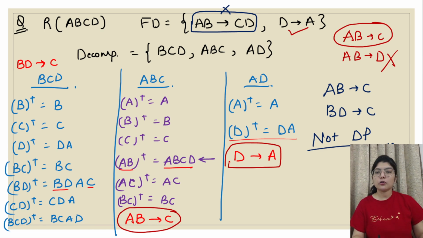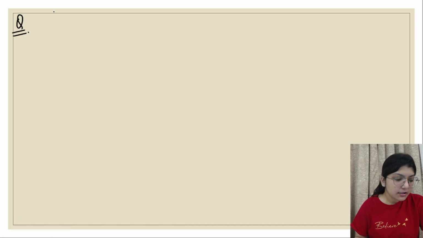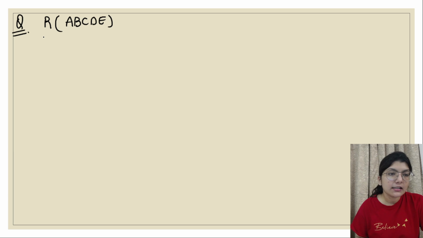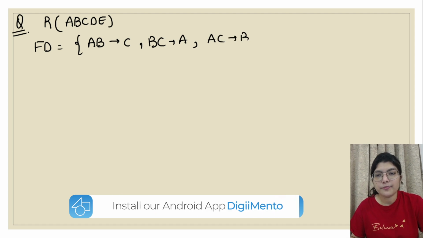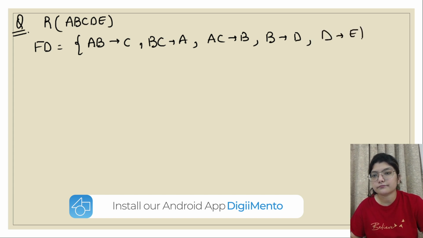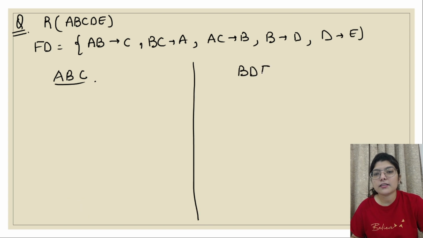So next, let us try one more question. Okay, so I think now you will be able to do the questions that you will get. So I have relation R and I have A, B, C, D and E, and the functional dependencies that I have are AB to C, BC to A, C to B, B to D and D to E. And I have decomposed into ABC and BDE. Now, suppose this is the question you have in an exam, how will you do it? That takes very little time.